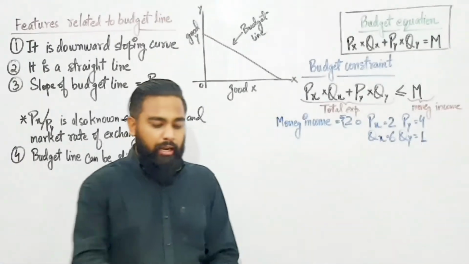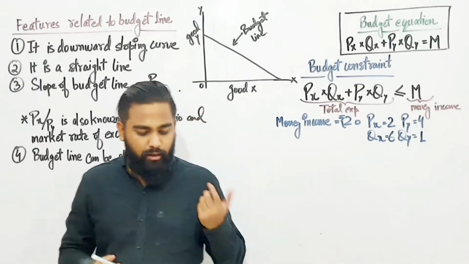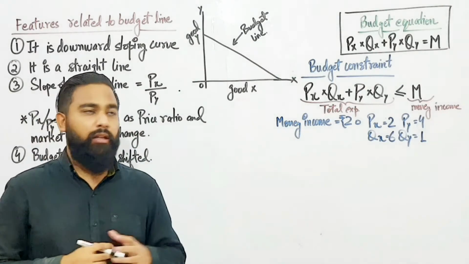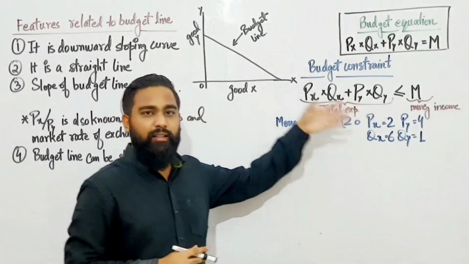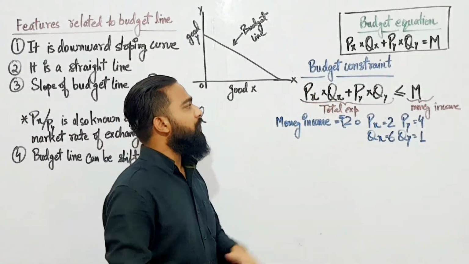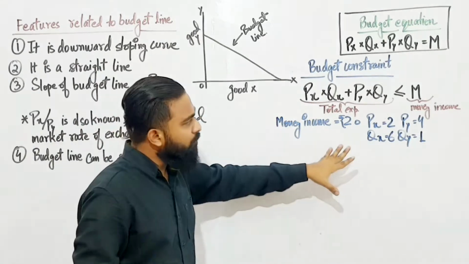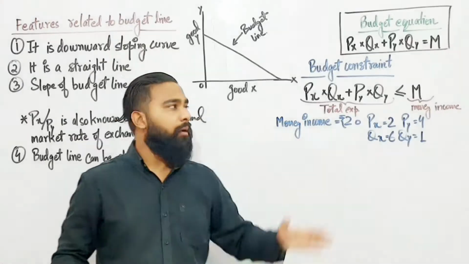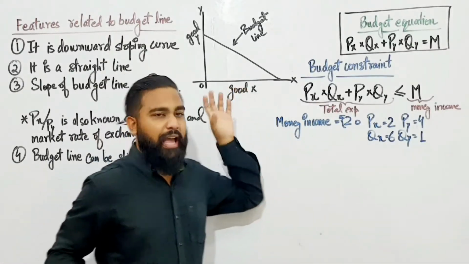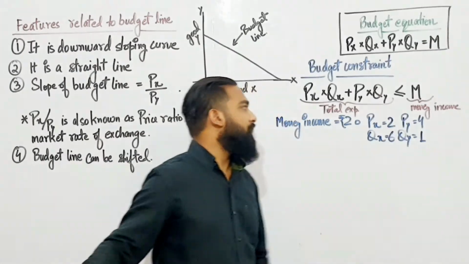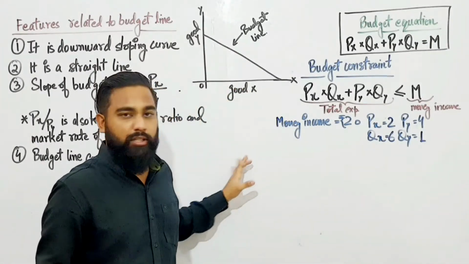So basically it is the bundle or budget set. The equation of budget set, that is the budget constraint. It can be equal to or less than the money income. The total expenditure can be equal or less than the money income, that is the budget constraint.